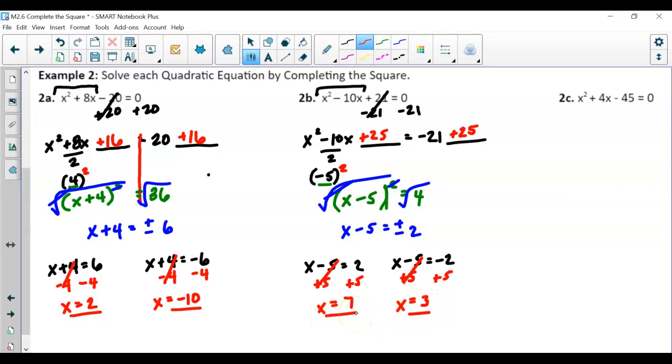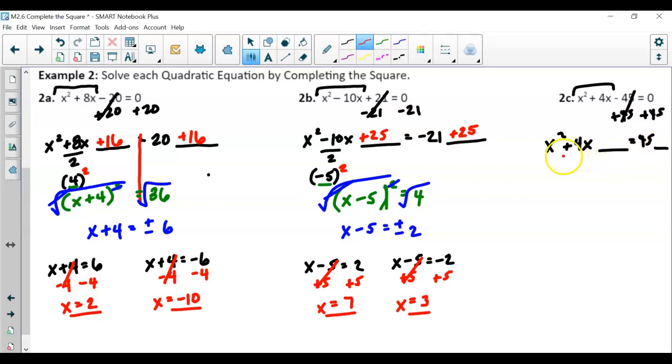So 7 and 3. So again, last one here, 2c. We need to group the x's together. So again, add 45 to both sides of the equation. Now group your x's. So x squared plus 4x, leave the blank here, is equal to 45, and then leave a blank here for what we need to add to both sides.